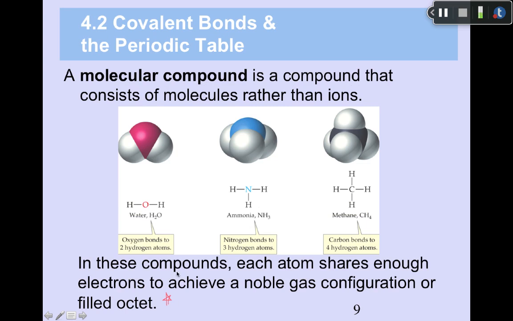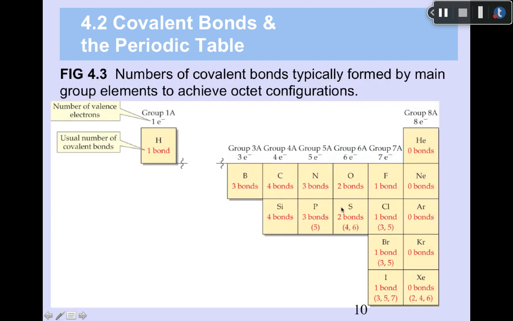Here are 3 examples: water, ammonia, and methane. Ammonia is a compound whose name doesn't always jump out at you, but it's one you might want to recognize. It comes up often enough. Methane is a natural gas. You'll get familiar with that with time, CH4. And each of these is a covalent compound.